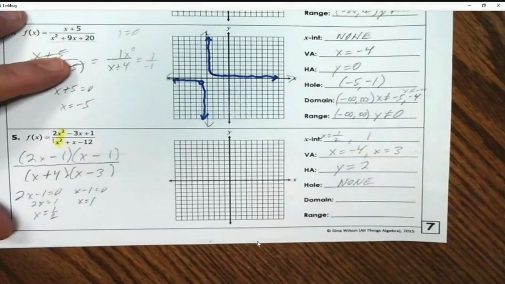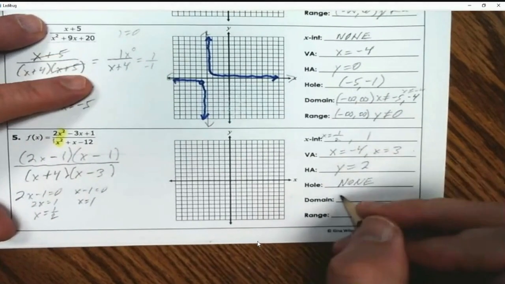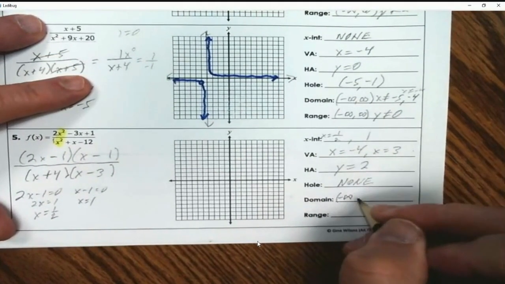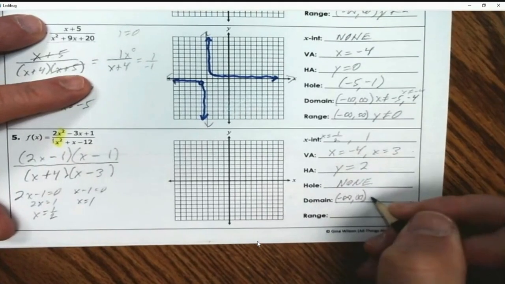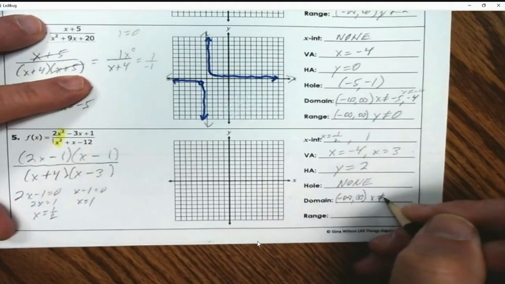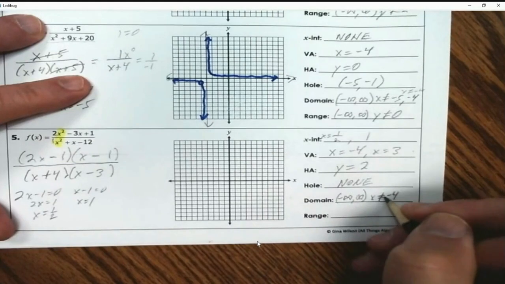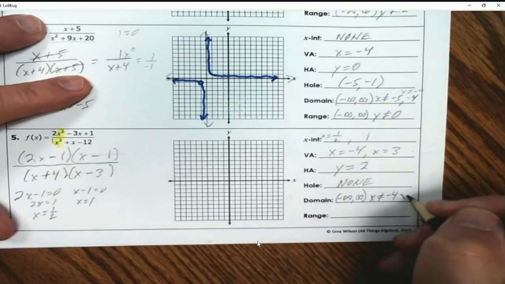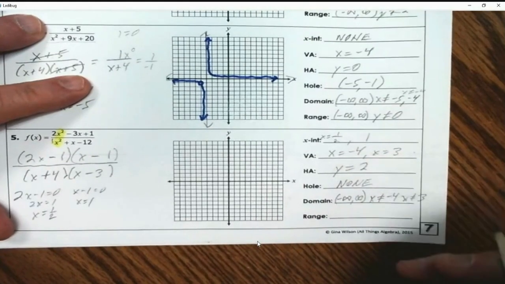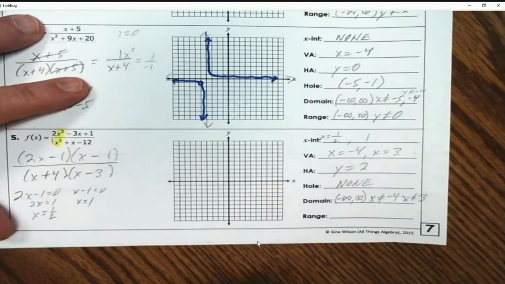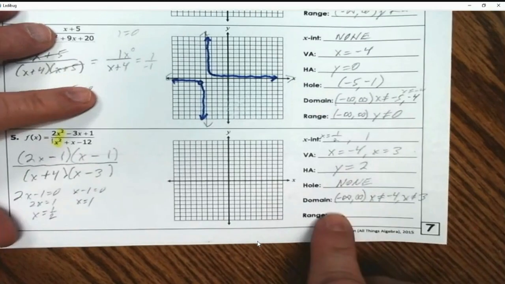And the domain. Okay, well, the domain is going to be interesting. Let's see. Negative infinity to infinity, except x cannot equal negative 4 and x cannot equal 3. Put a comma between those.